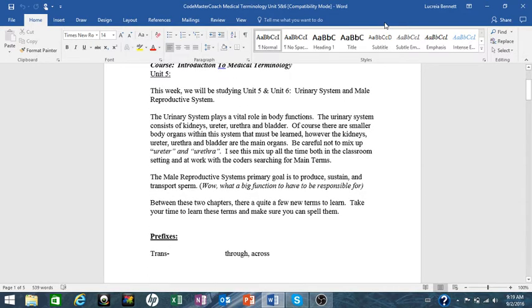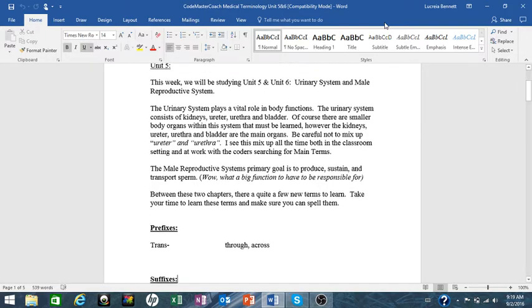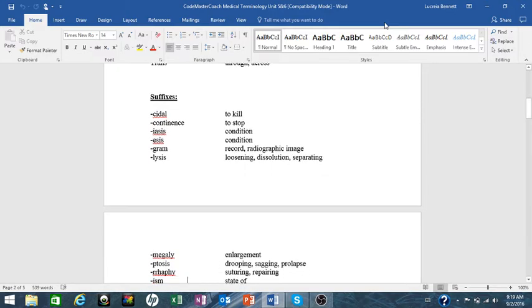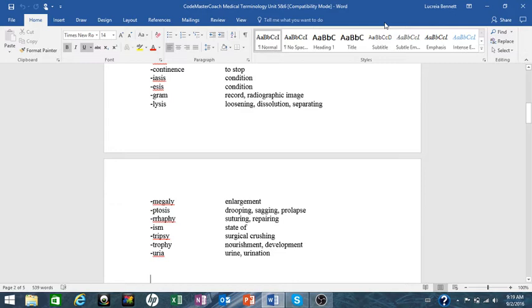We have one prefix in these two units, and it's trans. Trans means through or across. Suffixes: cide means to kill. Continence means to stop. Iasis is condition. Esis is condition. Gram is record or radiographic image. Lysis, loosening, dissolution, separating. Megaly, enlargement. Ptosis, drooping, sagging, prolapse.